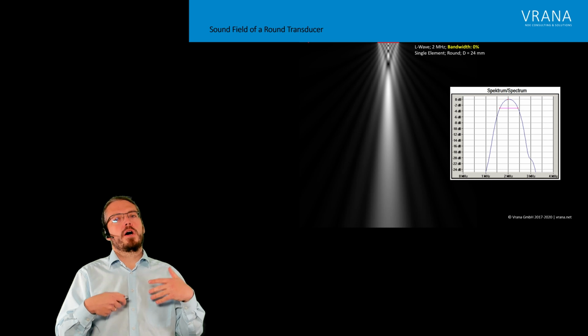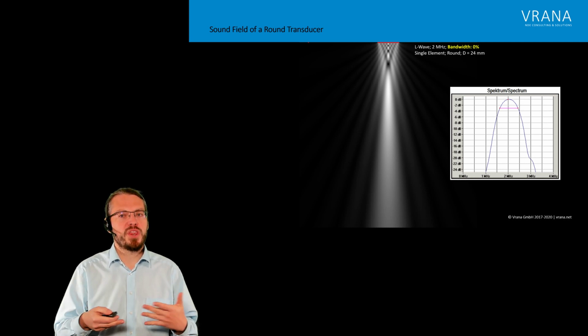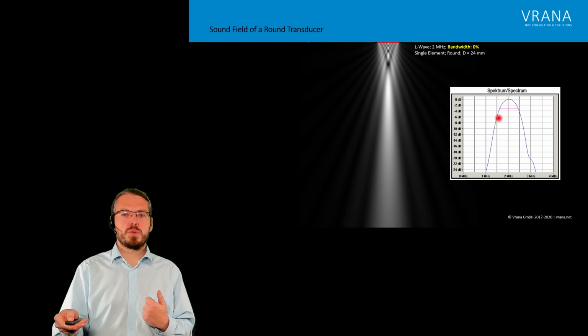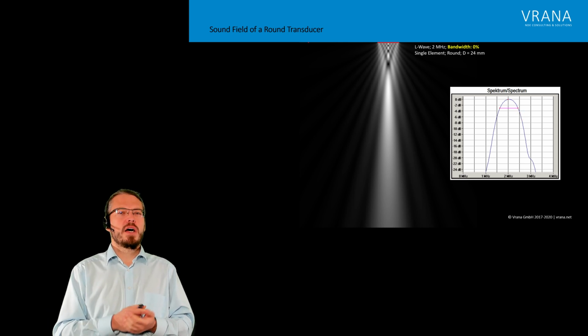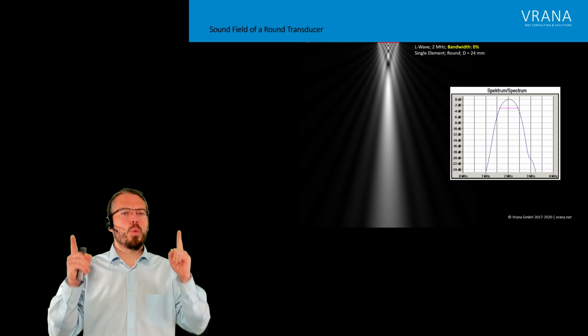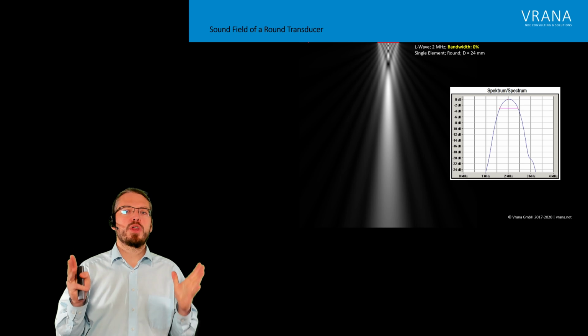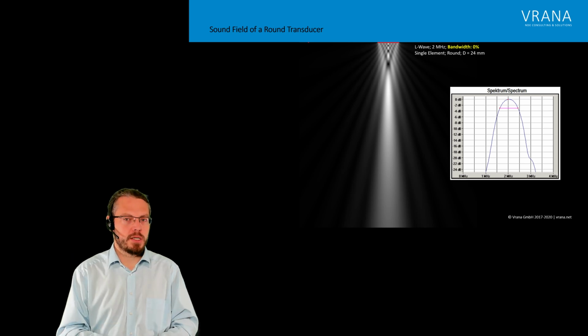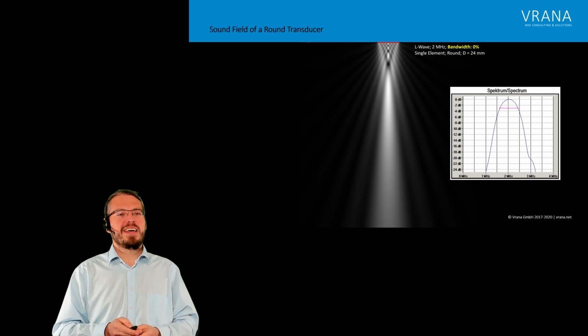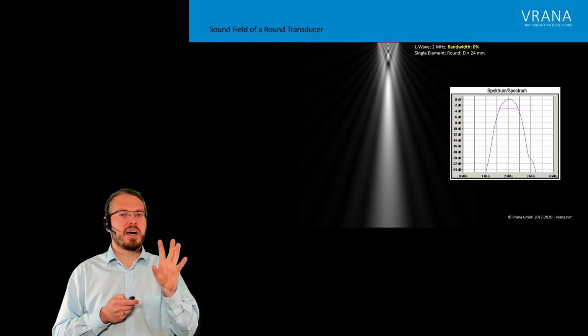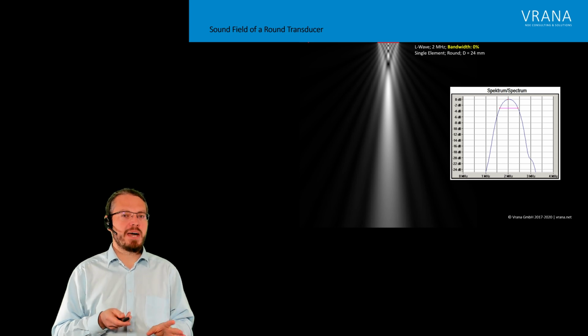And normally what we state as the bandwidth is the so-called 6 dB bandwidth. Let's have a look. At those 6 dB, we are here at about 1.5 megahertz, and up here we are at 2.6 MHz. So we have a bandwidth of about 1.1 MHz, which is equivalent to a bandwidth of 55%. Now let's look into how the sound field looks if we take that bandwidth into account.